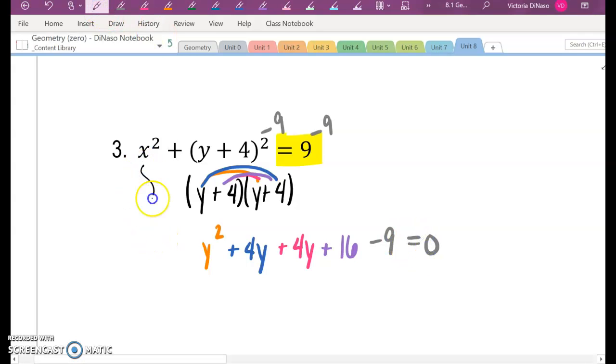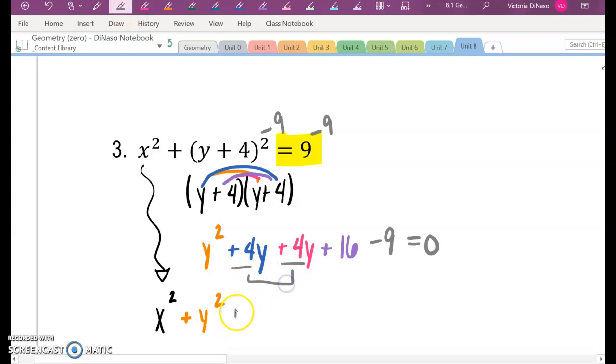So we're going to start with this x squared. That's got to go first. Then we can put the y squared next. Because there's nothing that we have for x, we don't need x. The next thing that we're going to do is combine the y's. So we've got plus 8y. And then we're going to combine 16 minus 9 to get 7. Set that equal to 0, and this is your final answer.